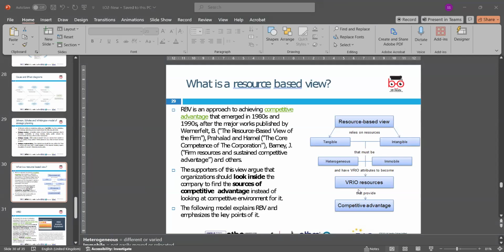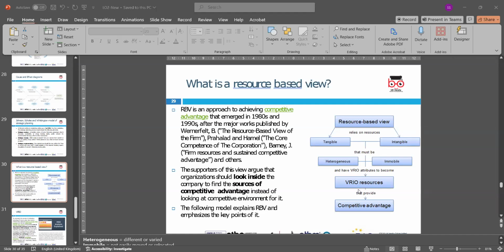So this model is a strategic analysis tool basically, and it is used to evaluate a company's internal resources and capabilities. So it has to determine whether they can be a source of sustainable competitive advantage. If your resources are VRIO, then it means you have a sustainable competitive advantage. If it is not, then you can't gain the sustainable competitive advantage in the marketplace.